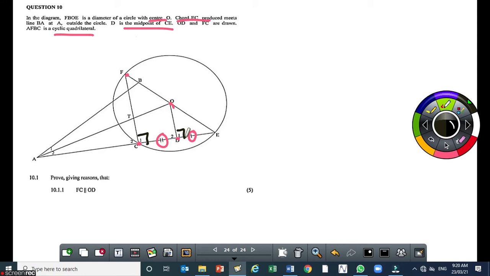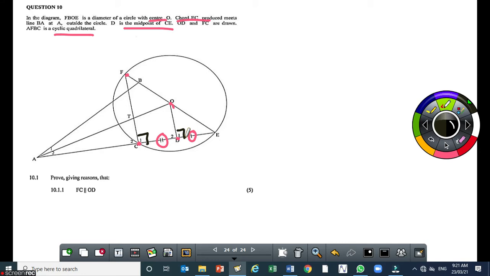I'm going to repeat what I just said. If you are asked to prove that two lines are parallel, identify alternate angles that are equal, corresponding angles that are equal, or co-interior angles that are supplementary, which means they add up to 180. Sometimes you may need the converse of the proportion theorem, or you might need the midpoint theorem from grade 10. So it will depend on the question.